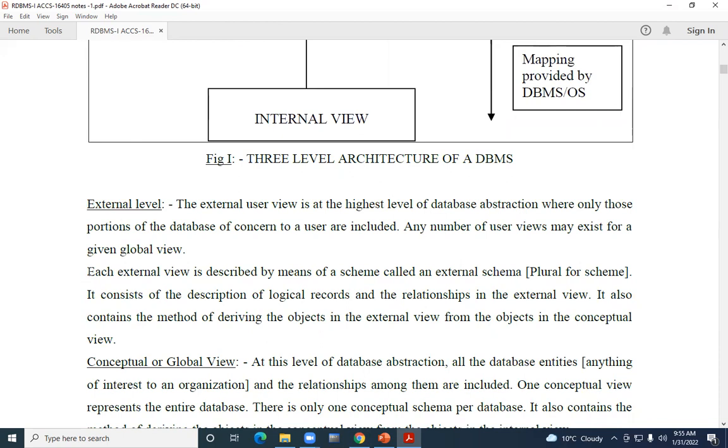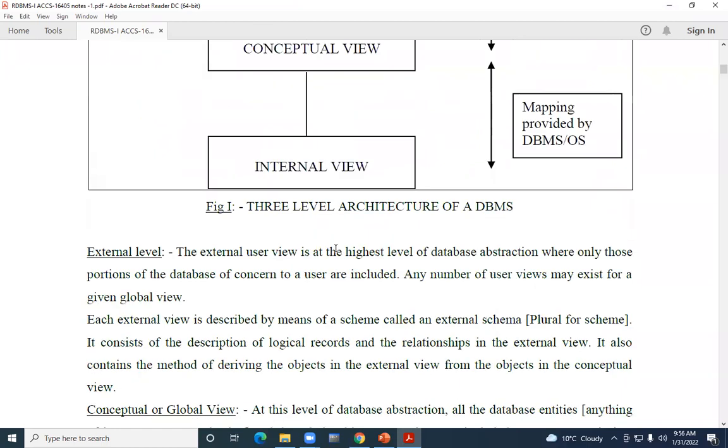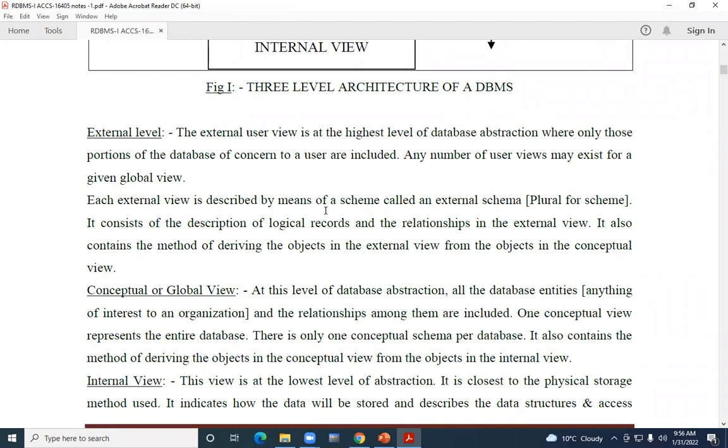And each external view is described by means of a scheme called an external schema. The word schema comes as the plural of this word scheme. So what is a scheme? Scheme is simply a plan. For example, user A here wants to view some columns, or he wants to update some column, or he wants to delete some rows. So that is his plan. We call that his schema. Similarly, the view B or the user B could have some different schema. So each external view is described by means of a schema, and that is the external schema.